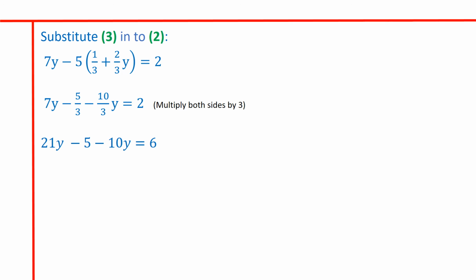Okay, now we can add and subtract our like terms. So I've got 21y take 10y is 11y. I need to get y by itself, so we add 5 to each side. That cancels out, and I'm left with 11y equals 11. The opposite of timesing by 11 is dividing by 11. And we're left with y equals 1.